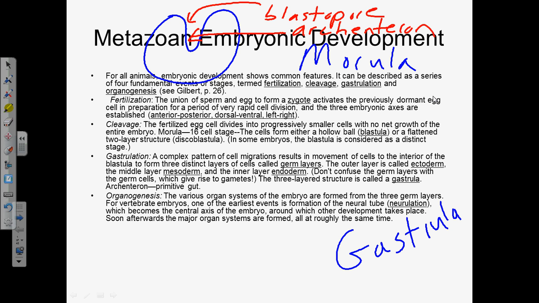And then step 4 is organogenesis. And that's where the germ cells go to work and they make your organs. That's what organogenesis means, creating organs. And one of the very first things that's made during this process is the neural tube, and that becomes what? What does the neural tube become? Spinal cord and the brain. So that's one of the first things that happens. But that's most of the embryonic development steps, at least.